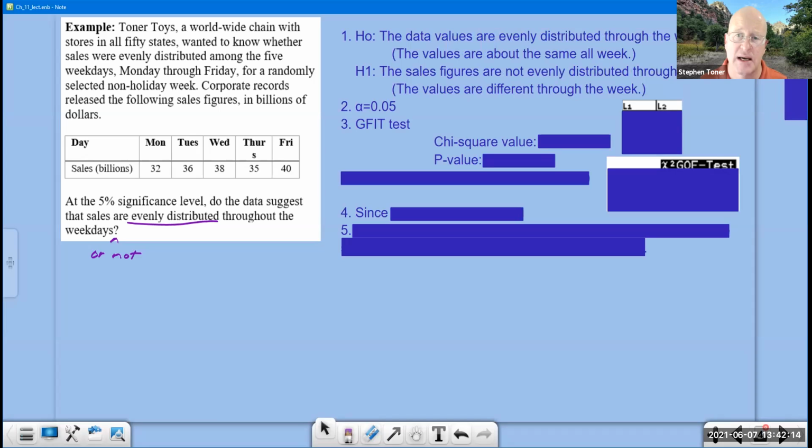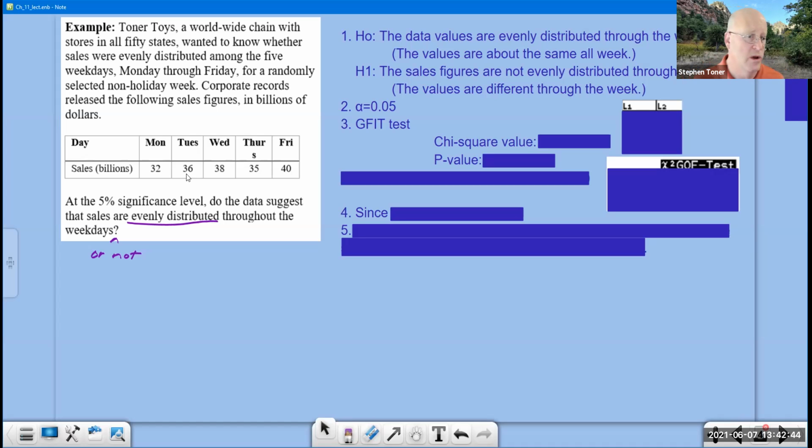I can say, oh, the values are about the same all week. There's that word same. And if I say that, I'm going to say the values are evenly distributed throughout the week. If the values are different throughout the week, then we'd say they are not evenly distributed throughout the week. In other words, is there one day of the week or so that really stands out head and shoulders above the rest? Or are they pretty much leveled out? That's what we're looking at.